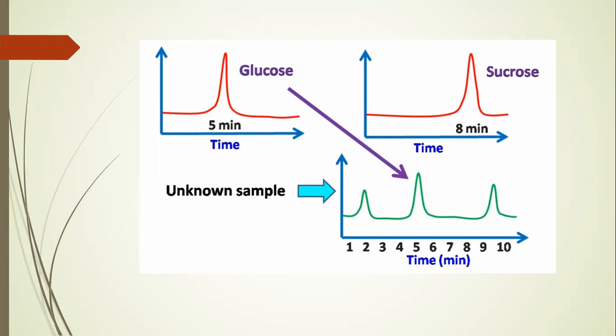Many peaks are obtained in the chromatogram. The peak obtained at 5 minutes indicates the presence of glucose in it. However, no peak at 10 minutes indicates that sucrose was absent in our sample. The remaining peaks are still unknown because we don't have any other standard to compare the retention time. This is how a sample is analyzed in HPLC.